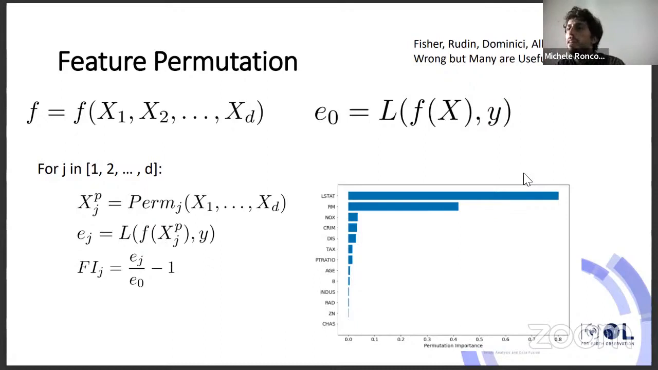What we obtain in the end are things like in this plot, where the bars are proportional to this ratio of the errors, this normalized relative error. The idea here, of course, is that the most important variables will increase the error more when they are shuffled, when they are randomly changed. And indeed, this can give us useful information, a very first information about what is most relevant for the model.